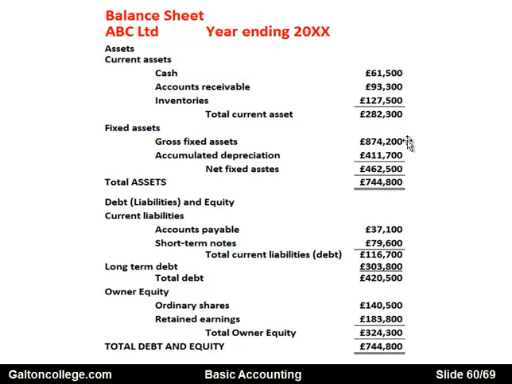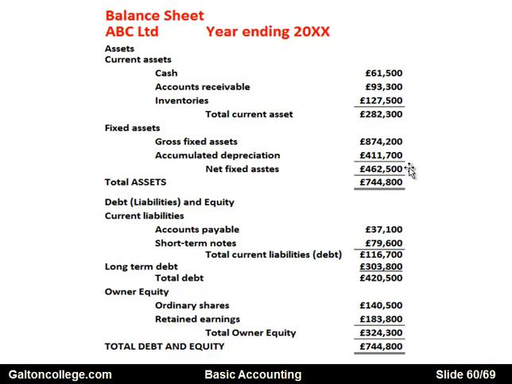£282,300. Fixed assets, buildings and machinery and office equipment and so on, 874,200. Some of that has been depreciated. As time goes by, the assets are not worth as much as they were before. So if we add up all the value that the assets have lost, it's 411,700. So the net assets is 462,500. So that's the net assets.